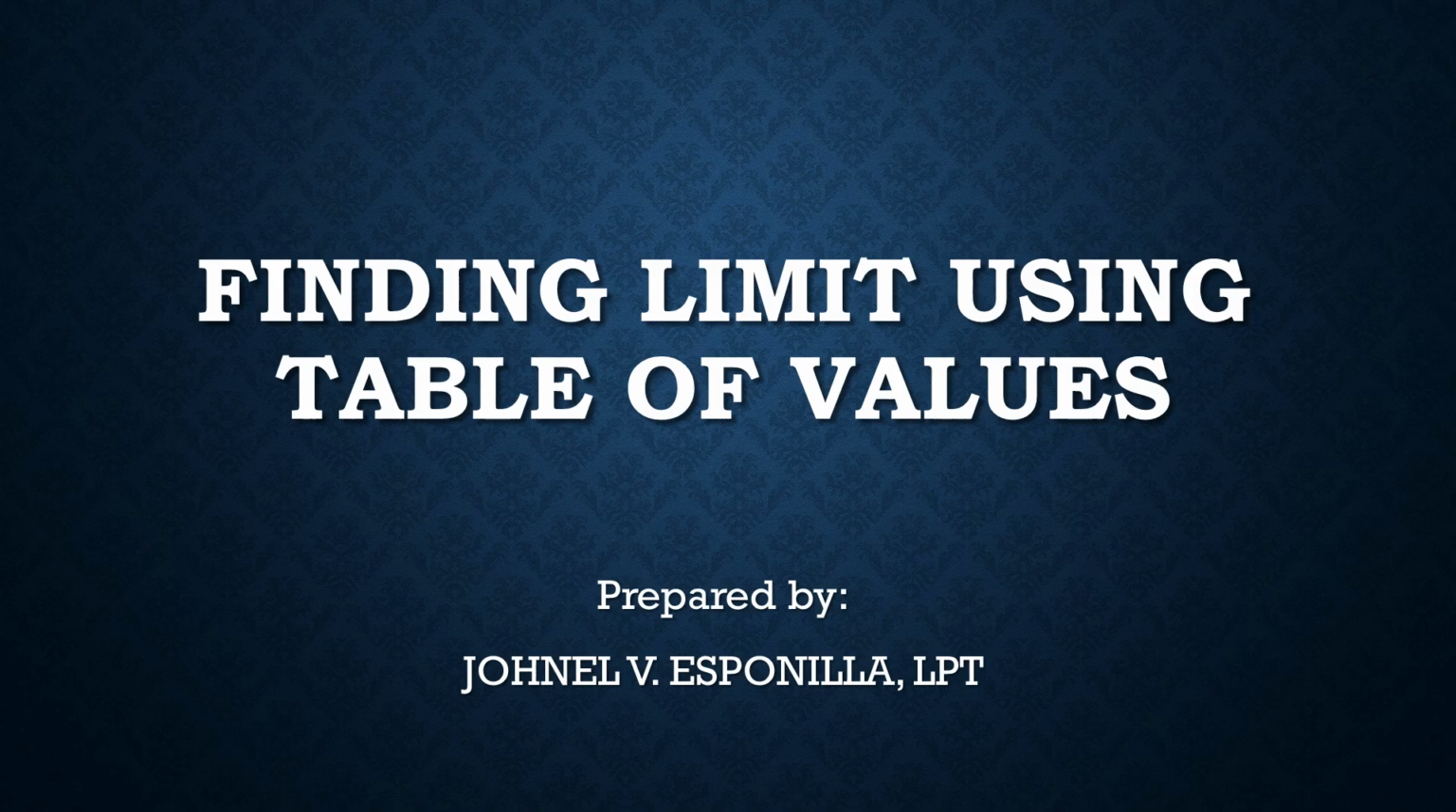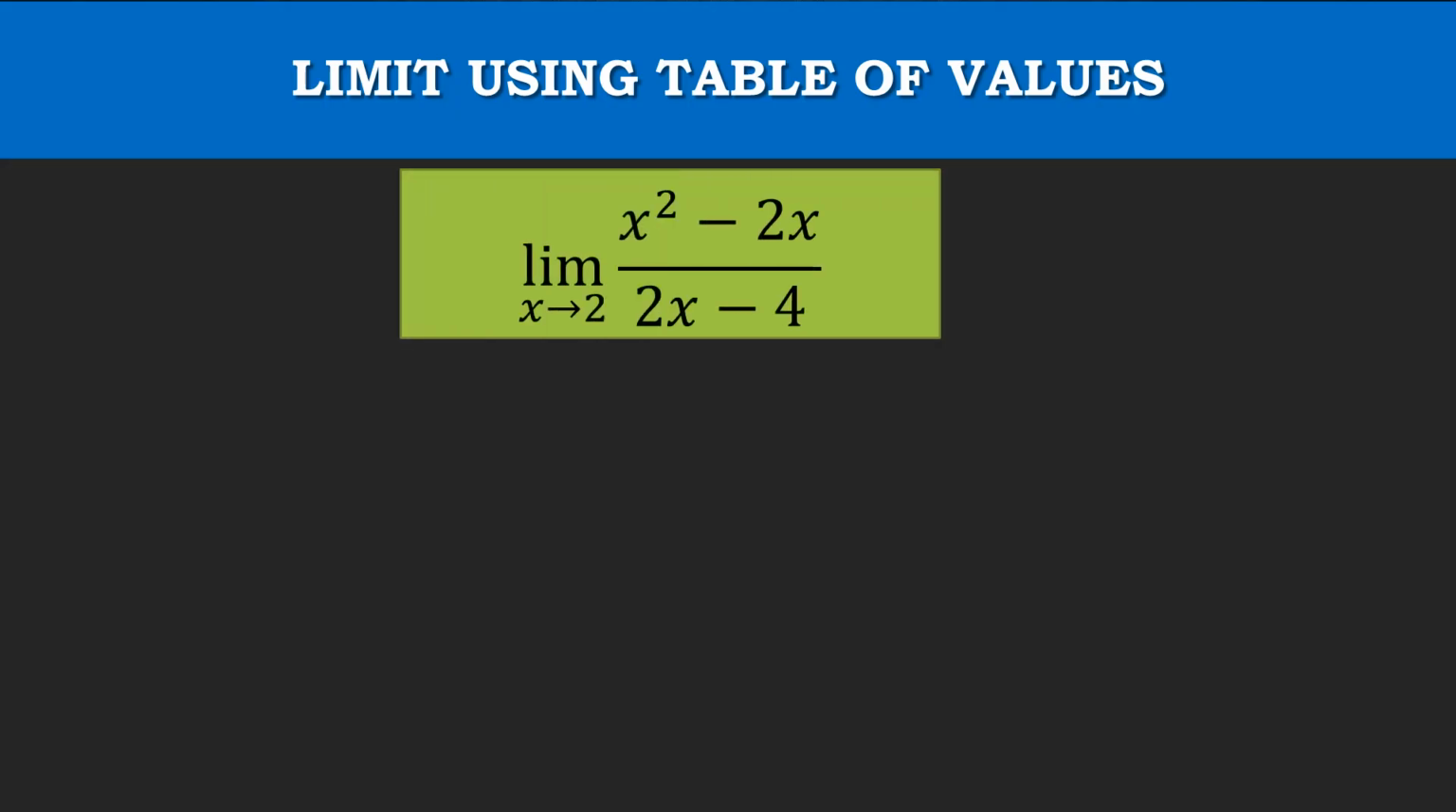Okay, pag-usapan natin kung paano natin hahanapin yung limit gamit yung table of values. Our topic is about finding limit using table of values. So let's say, for example, we have the limit of x squared minus 2x over 2x minus 4. So this is your rational function as x approaches 2.